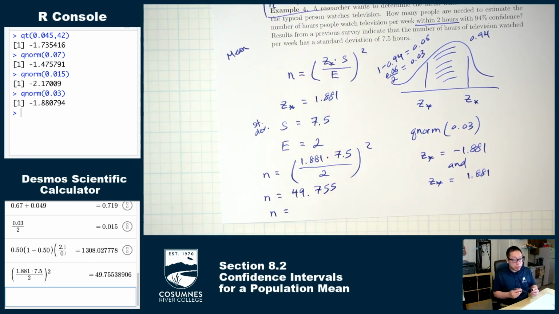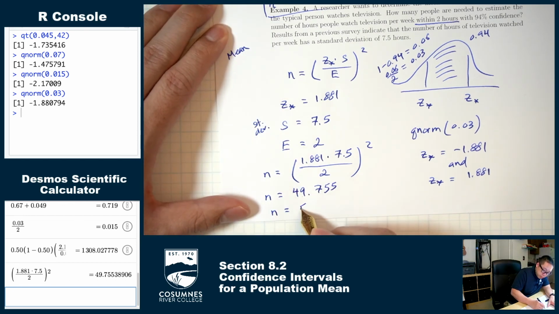We're talking about sample size here. In other words, how many people we should ask. We can't ask a decimal number of people. So the way you round is to be safe: you're always going to bump it up to the bigger sample size. So bump this up to 50.